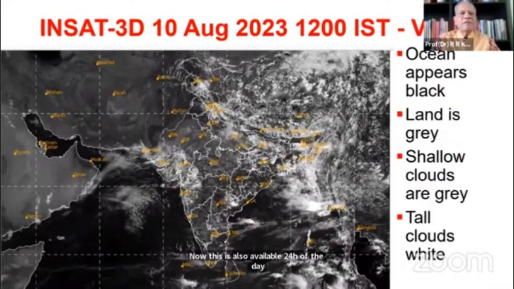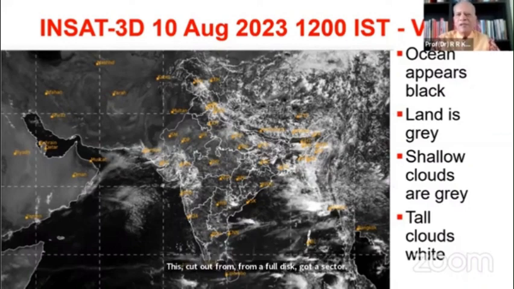This is cut out from a full disk or a sector of INSAT 3D taken very recently, 10th of August this year at noon time, Indian Standard Time. And this is a visible sector. You can see here that the oceans appear black because the ocean doesn't reflect solar radiation, and the land appears gray. There are clouds which are gray shaded, which are middle level clouds, and there are tall clouds which appear white. So this is what you will see in a visible channel sector.